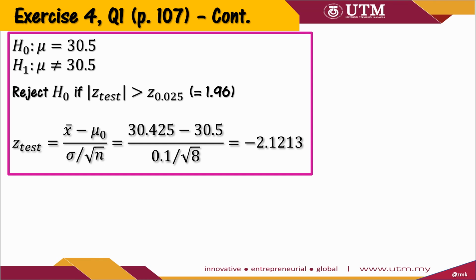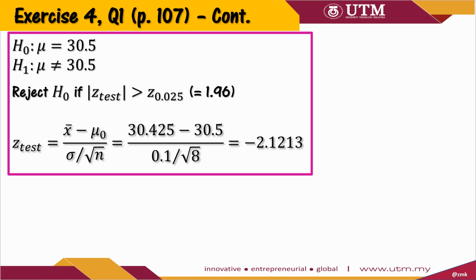Since we know the value of population standard deviation sigma, then sigma is the priority to be used in the formula for z-test, not the sample standard deviation S. After substituting all notations with their corresponding values, z-test is equal to negative 2.1213. You may want to correct the answer given in the textbook on page 182, which is a typo error. Apology for this typo error.